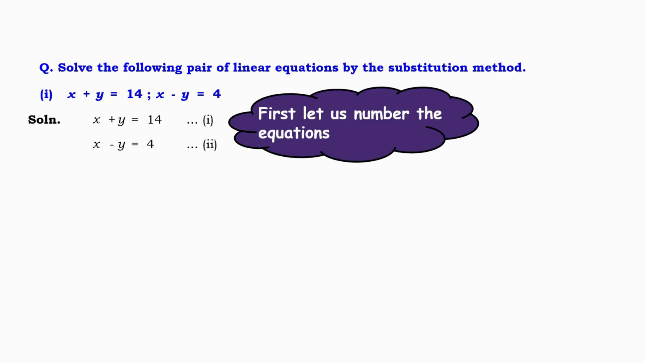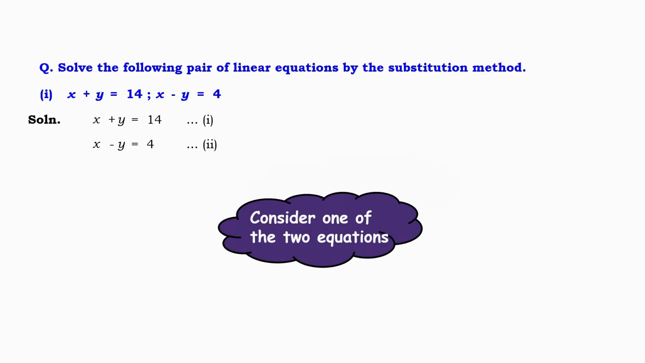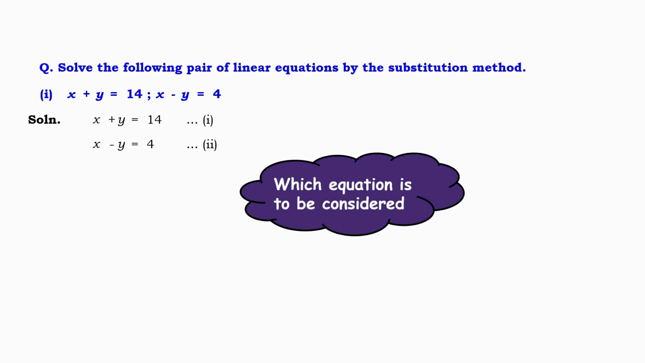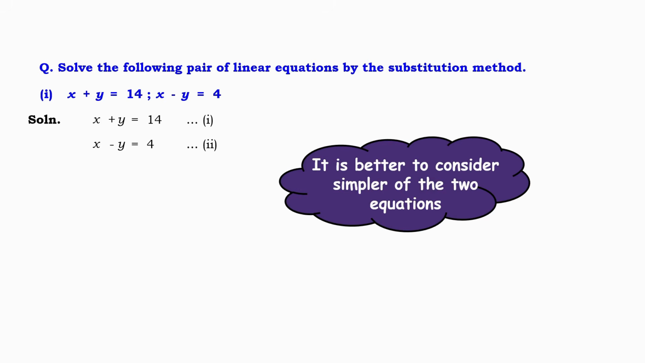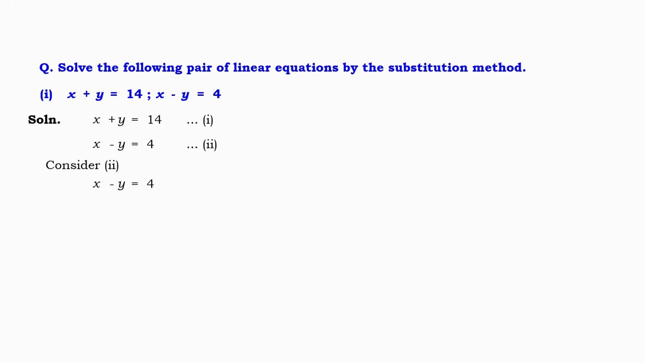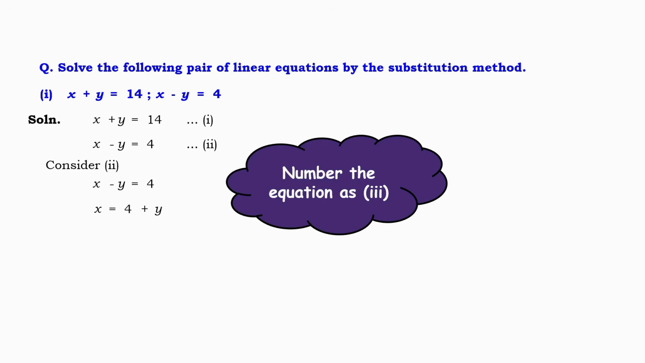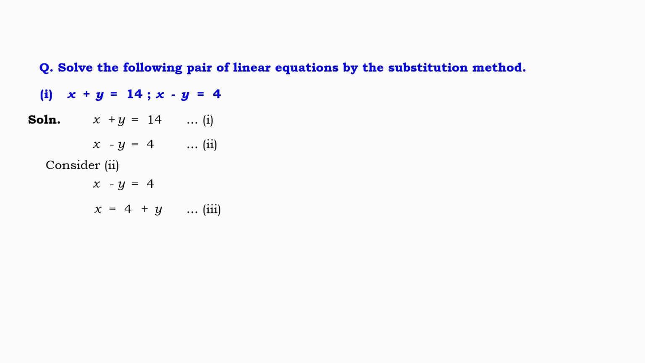Next, we choose one of the two equations to work with. We can choose either equation, but it is better to choose the simpler equation. So let us consider equation 2. Equation 2 is x minus y equals 4. Now we express x in terms of y. If we move minus y to the other side, we get x equals 4 plus y. Let us call this equation 3.